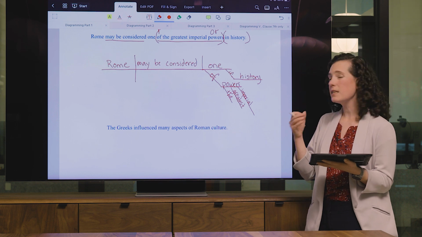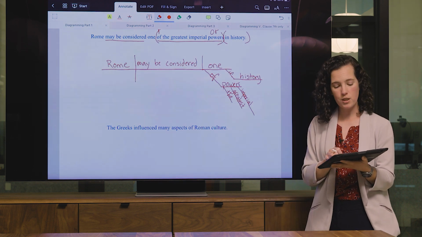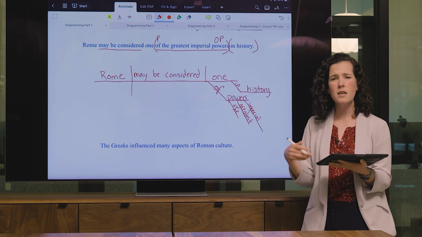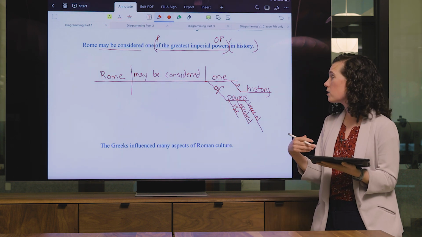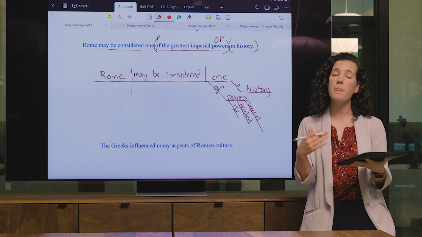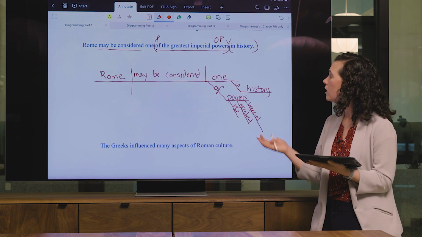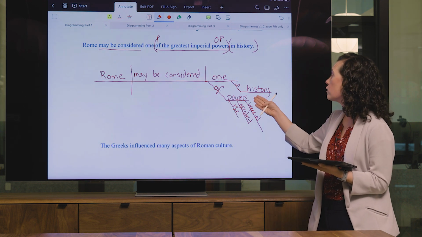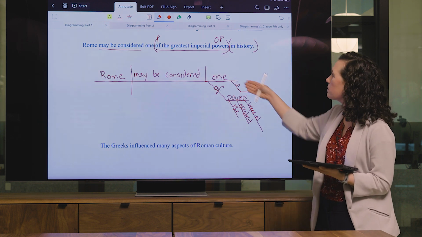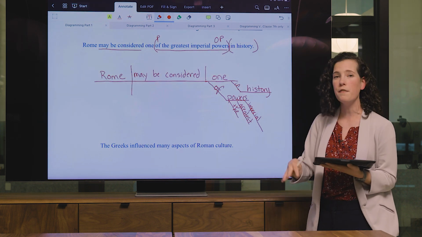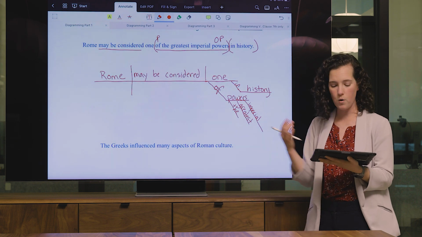Now, prepositional phrases can modify other objects of the preposition, and sometimes it takes some analyzing to figure out what it is describing, and sometimes it's not guaranteed to be one thing or the other. For example, in history, you could probably argue that it could also have described the powers in history. In this case, I think it is more clearly describing that it was one thing in history that was one of these powers.